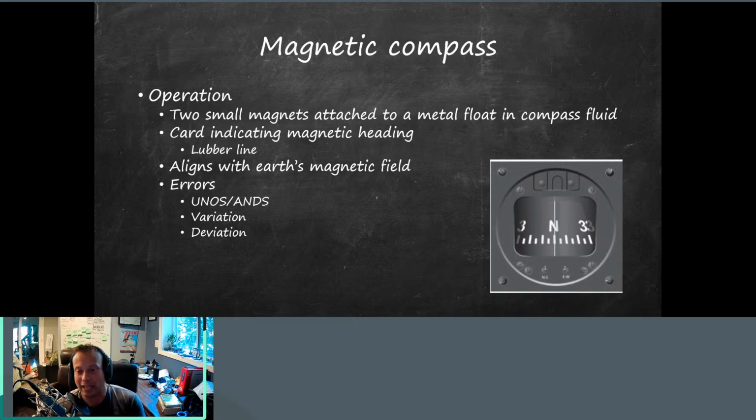Accelerate north, decelerate south, and of course, there's variation. That's the angular difference between true north and magnetic north. And then deviation, that's any error caused by magnetic or electrical fields inside the aircraft.